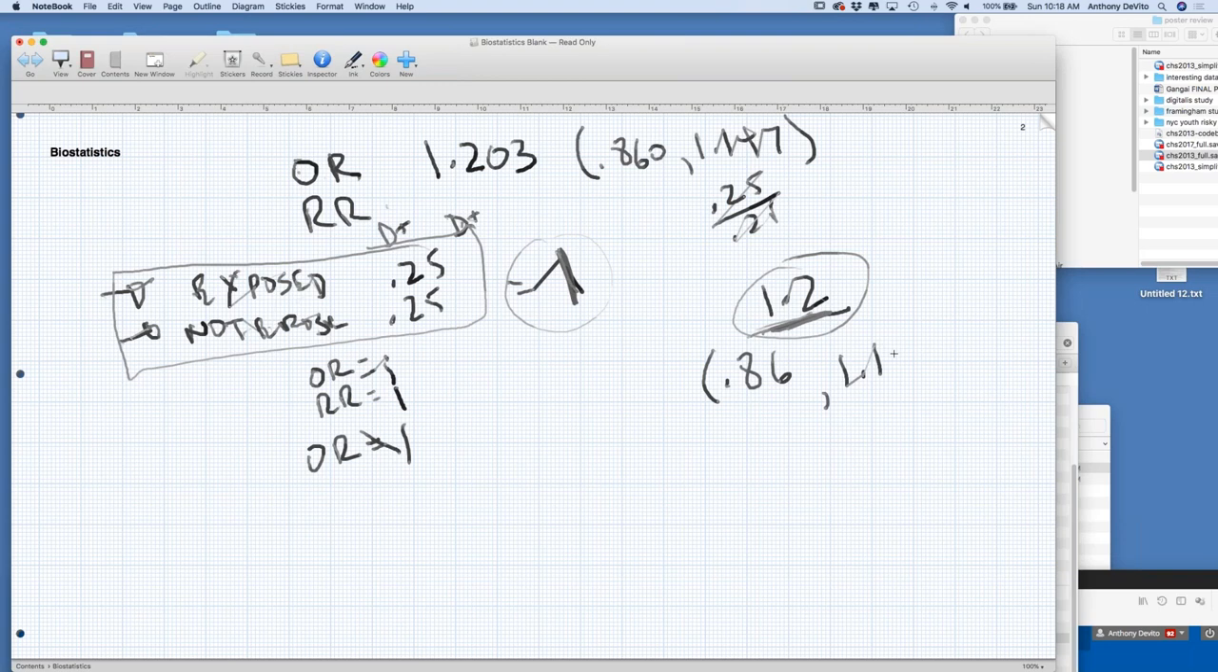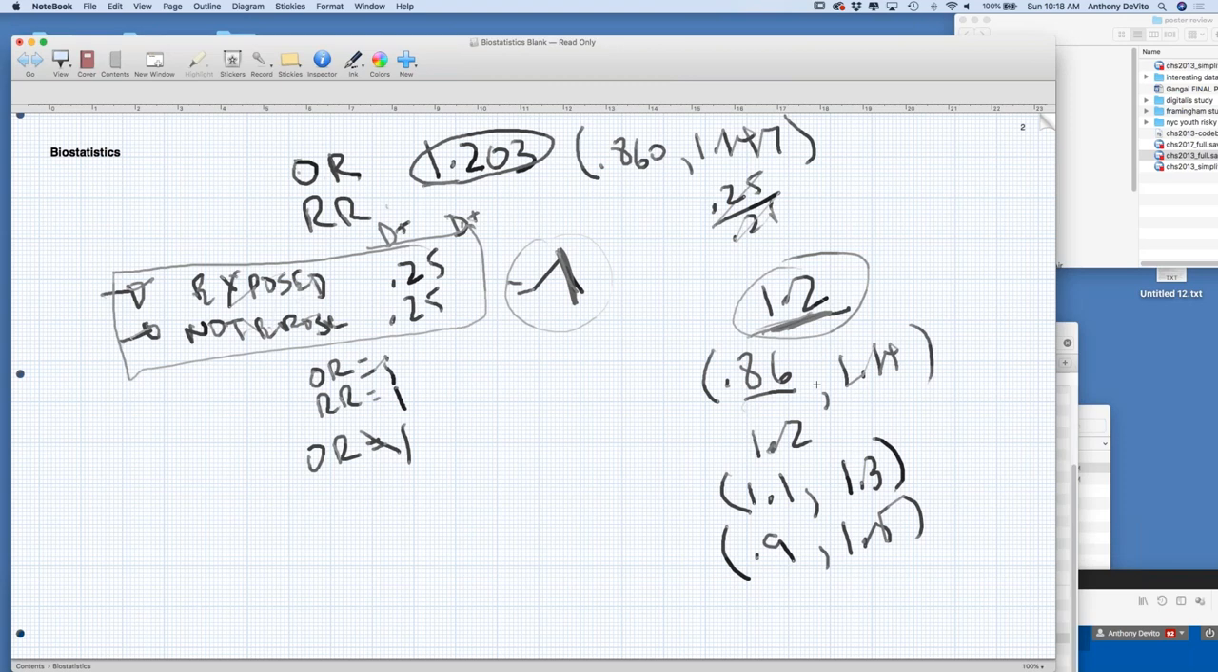Actually, that doesn't make any sense, does it? Because if your odds ratio were 1.2, you would expect your confidence interval to be on either side of 1.2. For instance, we would expect it might be something like 1.1 to 1.3, or 0.9 to 1.5. If our confidence interval were 0.86 and 0.14, we would expect that our odds ratio would have been in the middle there somewhere. Is it possible? Oh, okay, good. Aha. All right, that makes sense now.